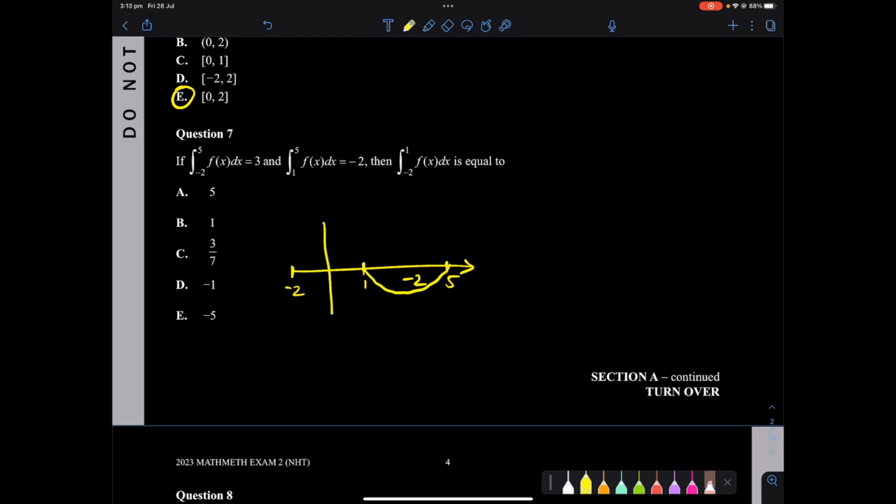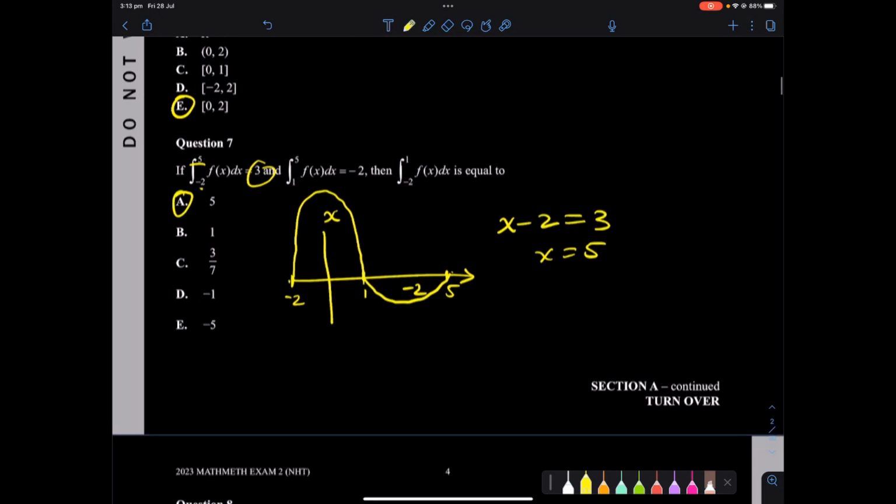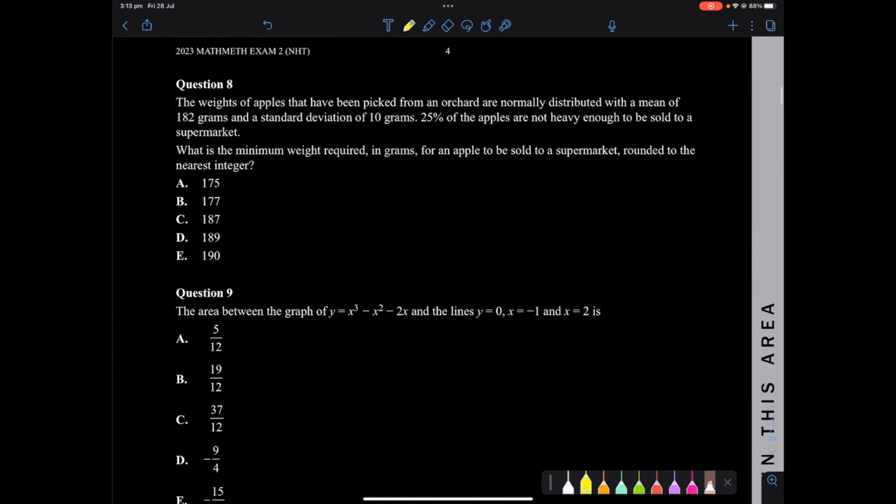We want to find negative 2 to 1. But we also know that from negative 2 to 5, it's a positive value. So this value is supposed to be bigger than this value over here. We don't know what that value is, so that's x, and that's what we're trying to find, from negative 2 to 1. So we can say x minus 2 equals 3. So x is equal to 5. A should be your answer for this one. A, if I'm not mistaken. So 7, A.